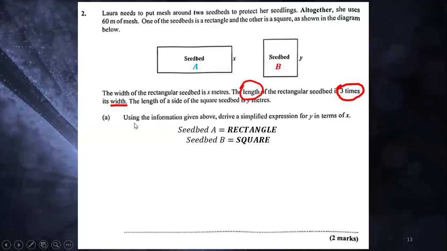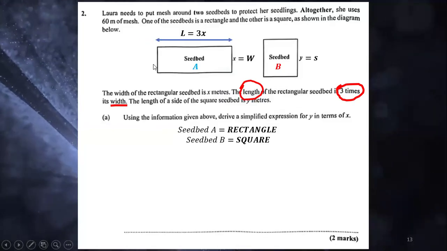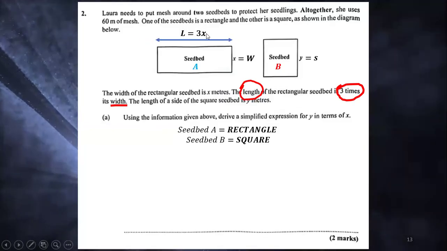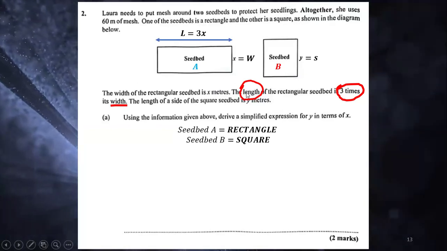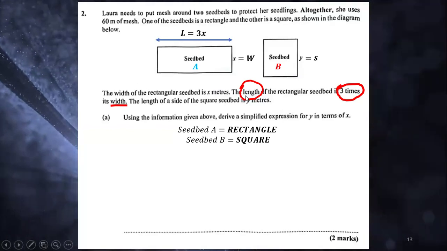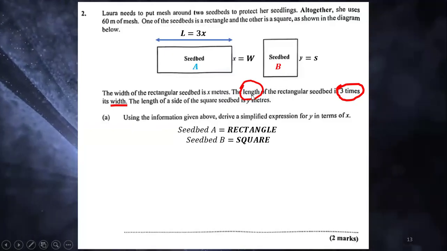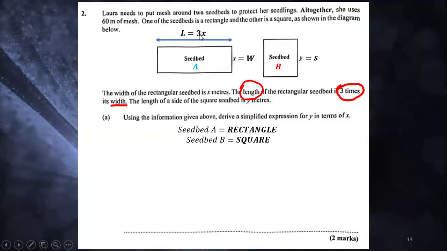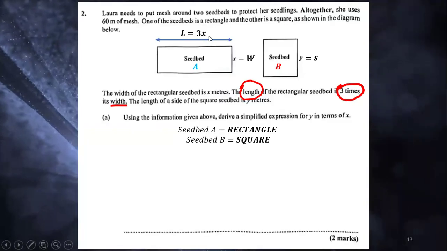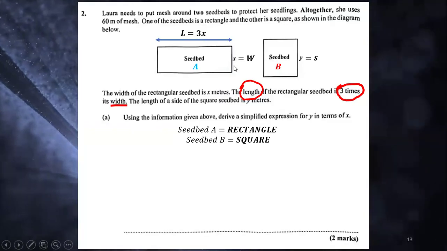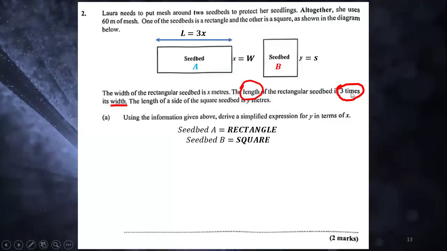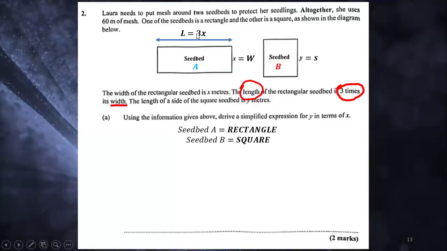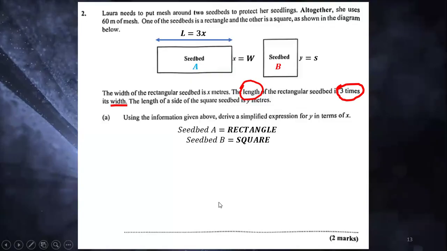So in this case, you just put a simple arrow and put L is equal to 3x. Why L? Because this is the length of the rectangular seedbed, L for length. That's why I put that L here, equals 3x. Where did I get 3x from? Well, we know that the width is x, right? So the length is 3 times the width. So therefore, the length is going to be 3x. How do you all feel about that?